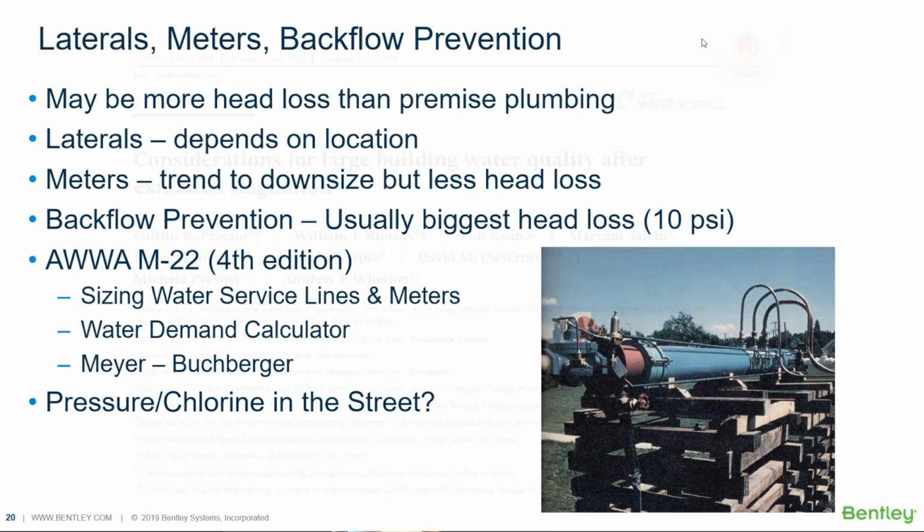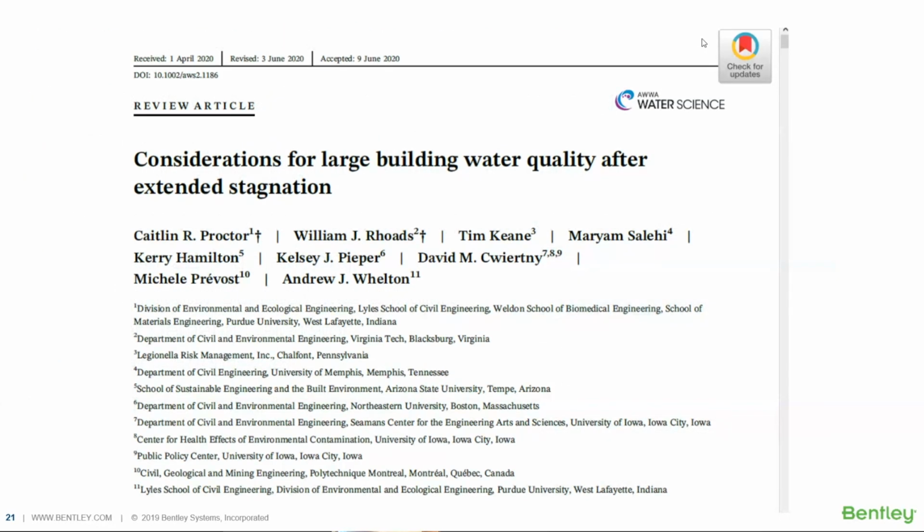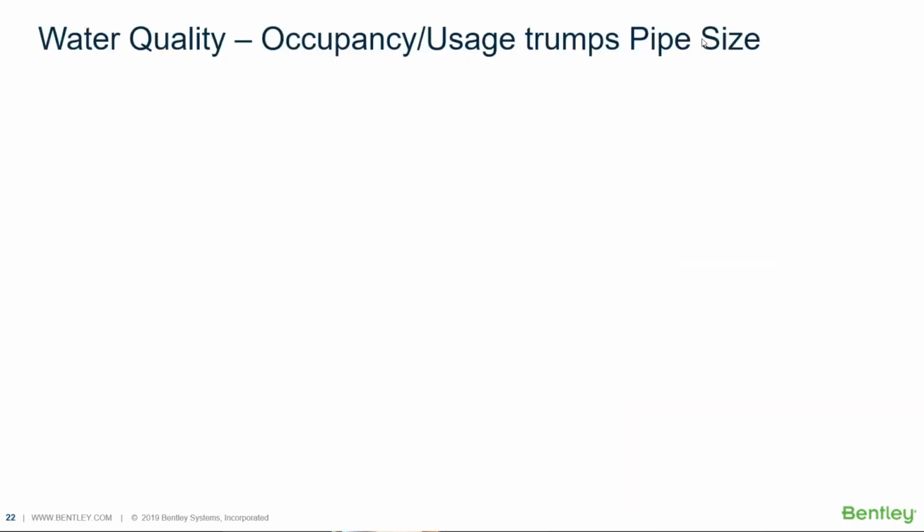Moving along, the next topic is what happens when there is stagnation in the system. We're especially seeing this during the pandemic year. At last month's session, we talked about the impact of pipe sizing on water quality in premise plumbing, but it's also very important to understand what happens when you don't have water use. And there's a really good paper in AWWA Water Science about this that I'd refer you folks to.